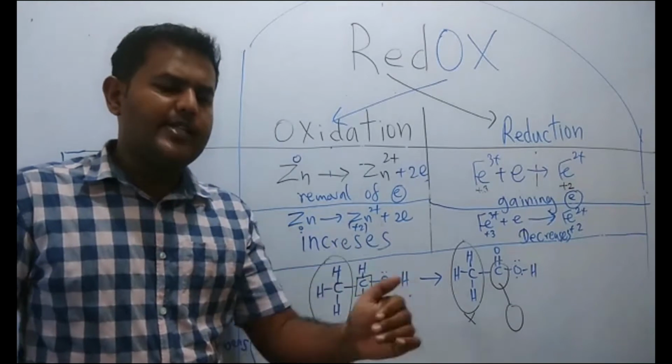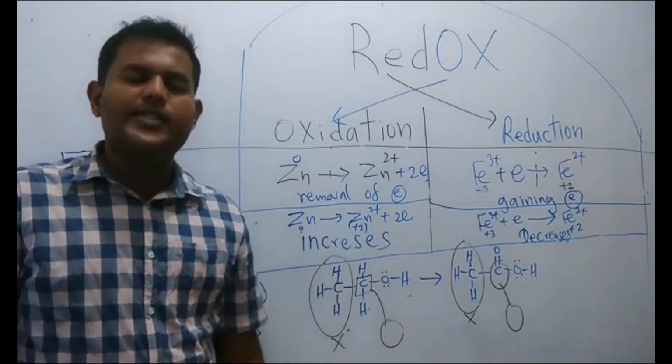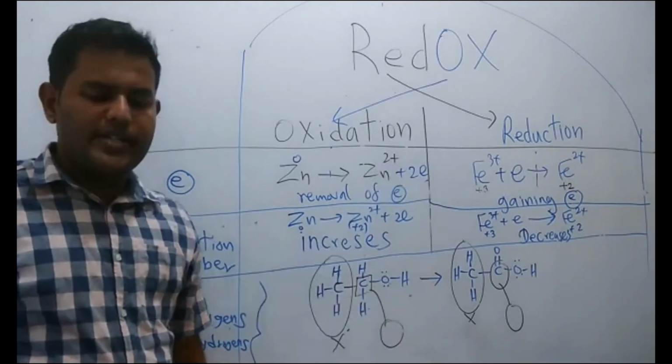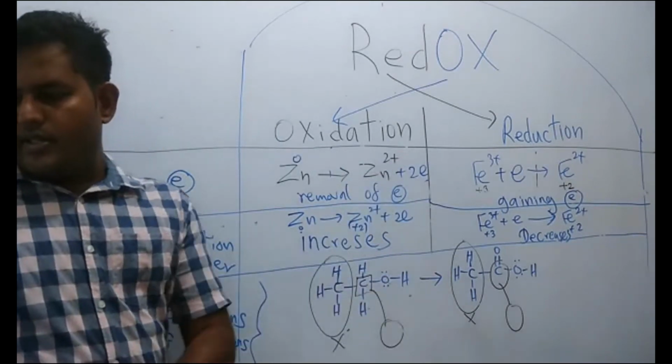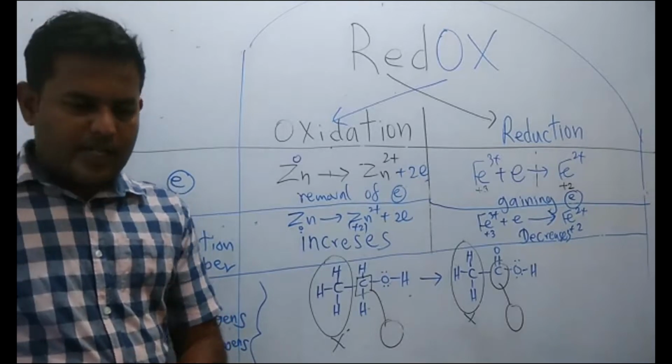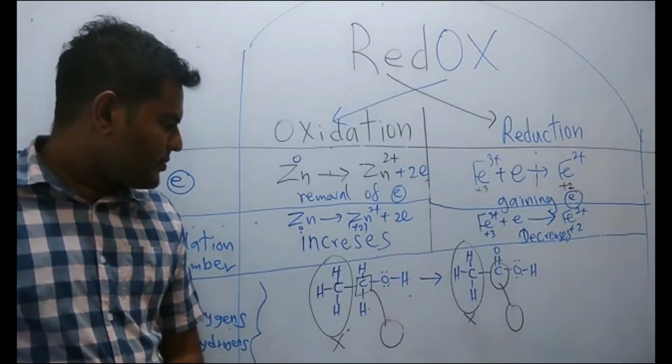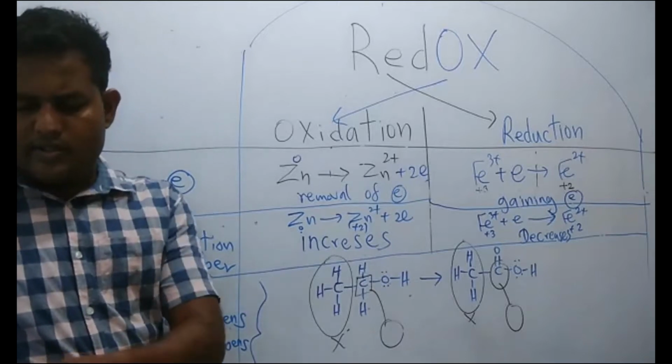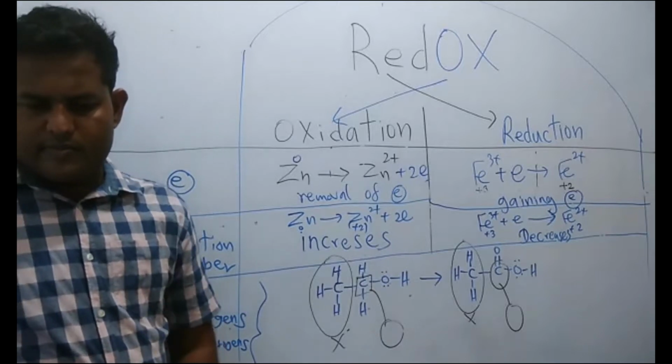If it is increasing, it's an oxidation. If it is decreasing, it's a reduction. Just tell me if the forward reaction is an oxidation or reduction. Check the oxidation numbers really well. Strictly check.